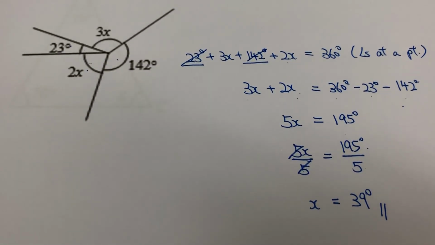So this is the second formula about angles. We call this angles at a point.